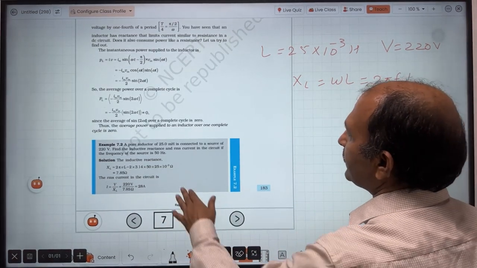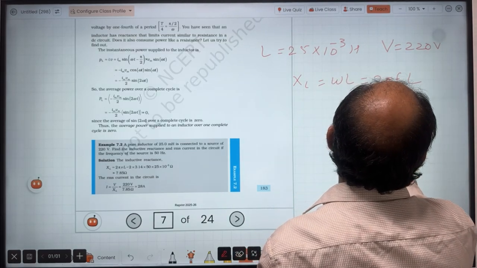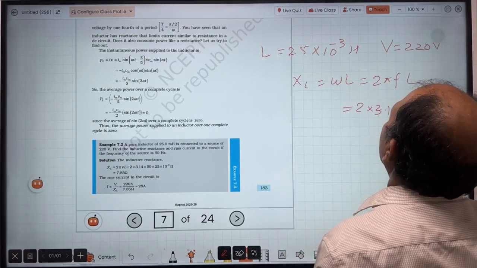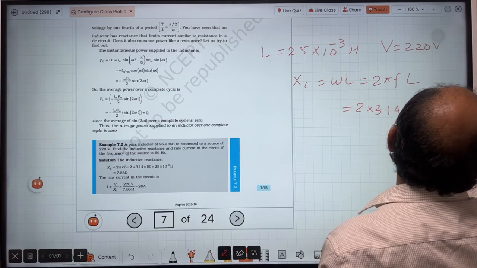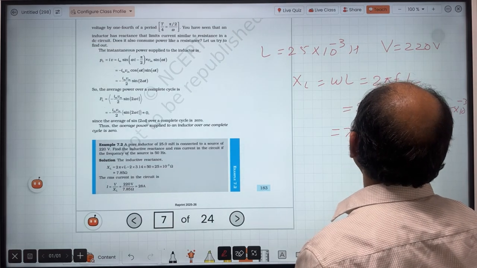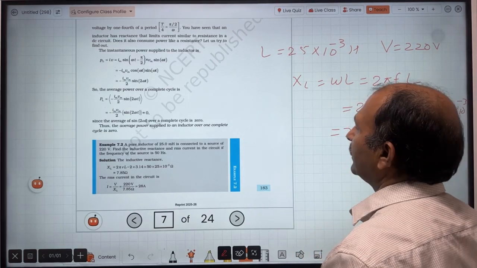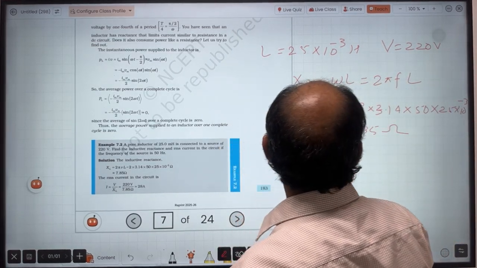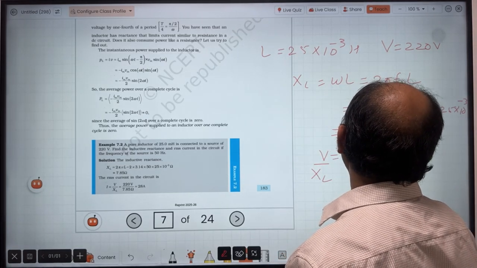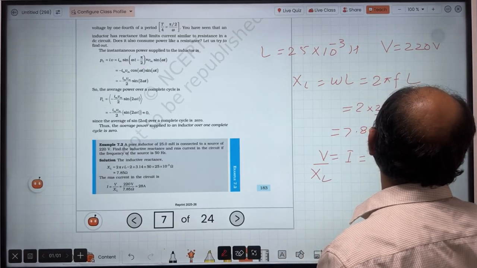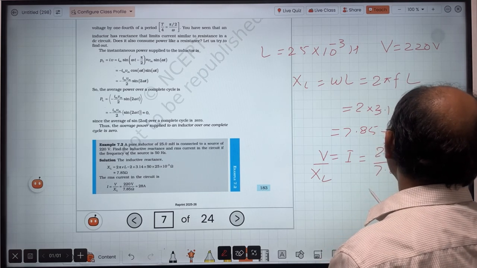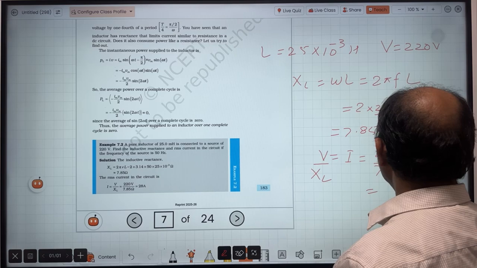So L is given, and if frequency is given, then we can easily evaluate 2 into 3.14 into frequency 50 into L, which is 25 into 10 power minus 3. We can evaluate and that would be 7.85 ohm, right? And then we have to find out current. So V upon XL will be current. The value of V is given as 220 divided by XL, which we have found as 7.85. So this will come out to be 28 ampere.